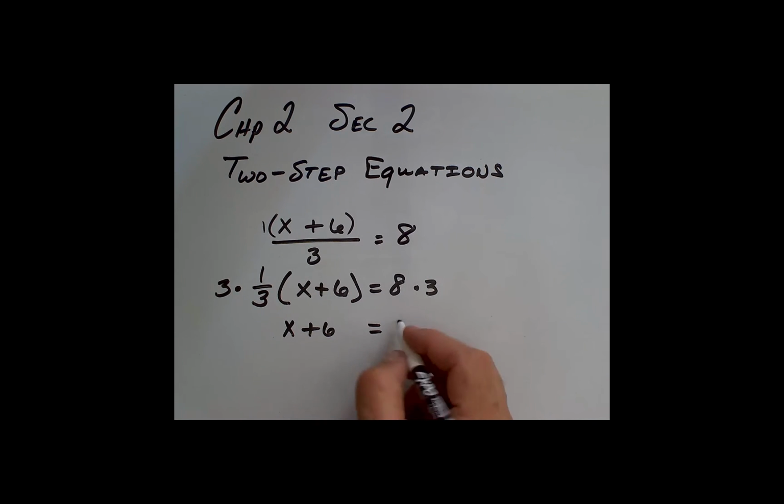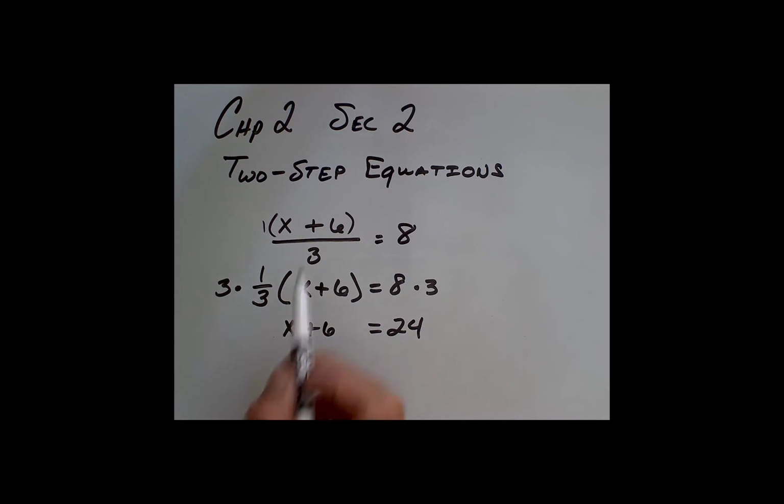Equals 8 times 3, which is 24. Now we're going to do the additive inverse. Boy, this is backwards of what I just showed you. But what is the difference here? The difference is that we actually had a multiplicative inverse first, and then we solved whatever was in the parentheses. So solve what's outside of the parentheses first, and then solve what's inside the parentheses last.